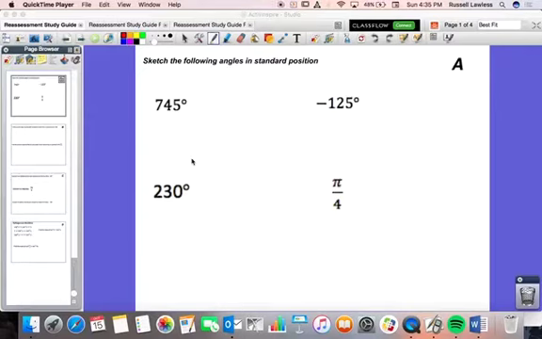So it looks like we're going to be doing the video now on the Reassessment Study Guide Part 1. So we're going all the way back to the beginning where we did sketching angles in standard position. Now, a reminder what standard position is.